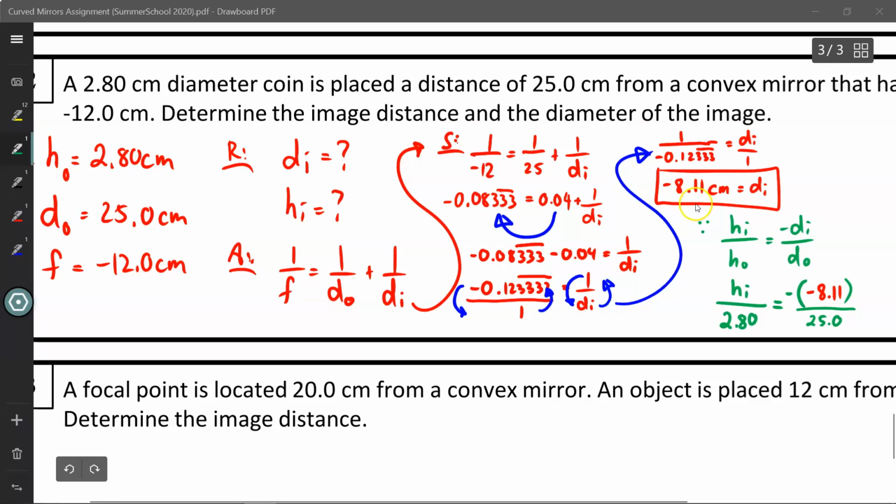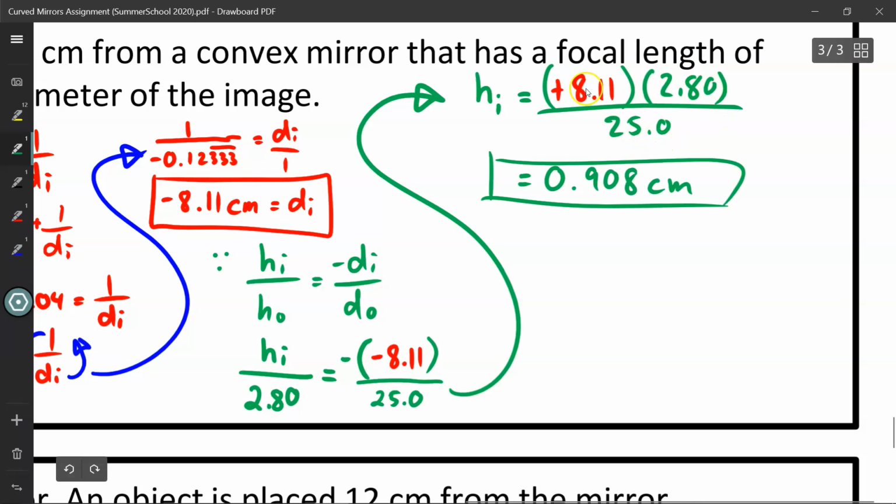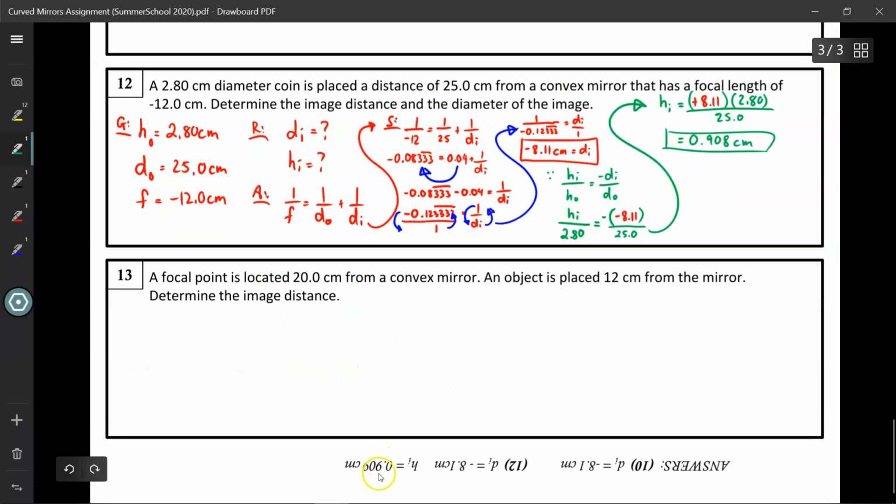And the distance of the image was a negative 8.11. So I'm going to plug that in here as a negative 8.11. But don't forget, there's a negative sign already built into the equation. So I need to put this negative sign inside this bracket over here. So there will be two negative symbols side by side. Negative and negative turns into a positive, and then I'm going to multiply out the 2.80 to bring it up top over here. And I've got the 25 centimeters still left behind in the denominator. Punching this into the calculator, I get 0.908 centimeters as the image height. Now the answer says 0.909 centimeters, so close enough.